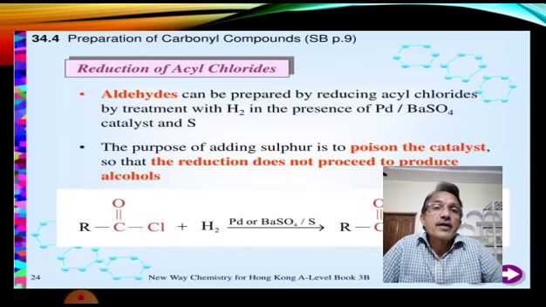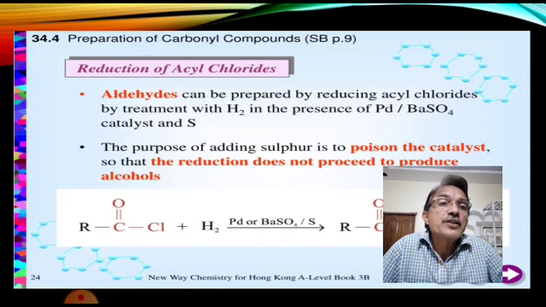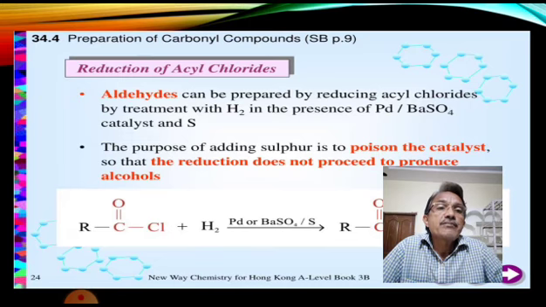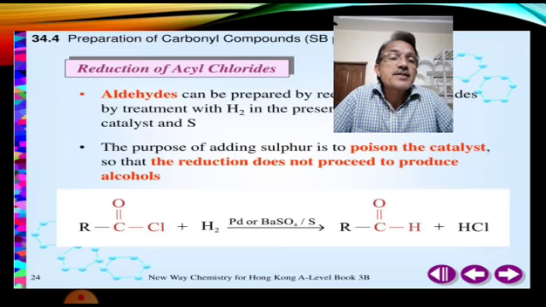Aldehydes can be prepared by reducing acyl chlorides by treatment with hydrogen in the presence of palladium and barium sulfate catalyst and sulfur. The purpose of adding sulfur is to poison the catalyst, so that reduction does not proceed to produce alcohols. So from acyl chlorides we can also prepare aldehydes.